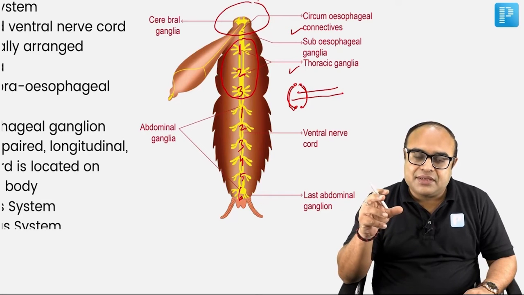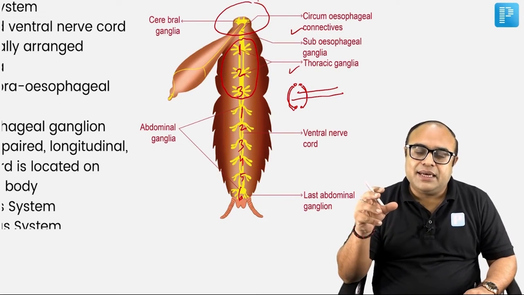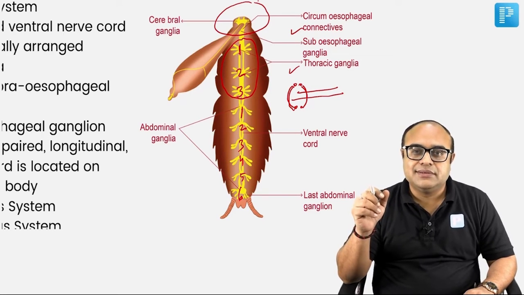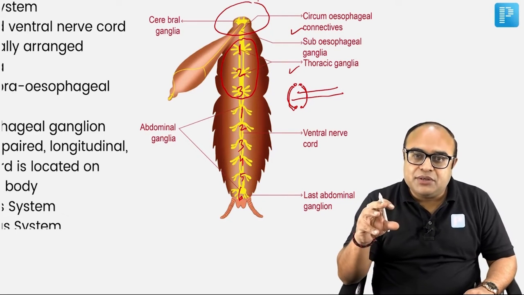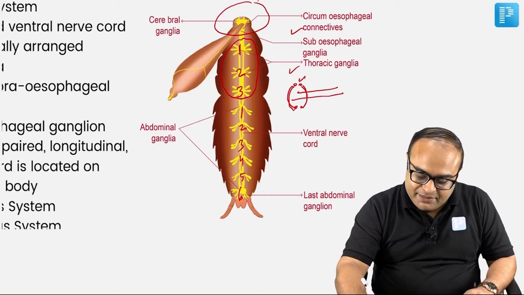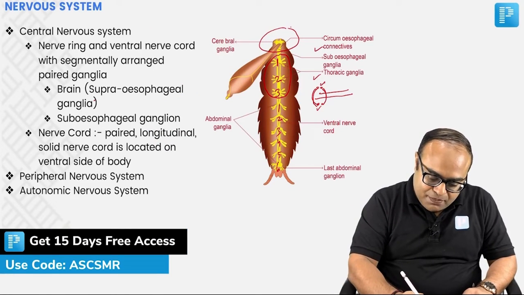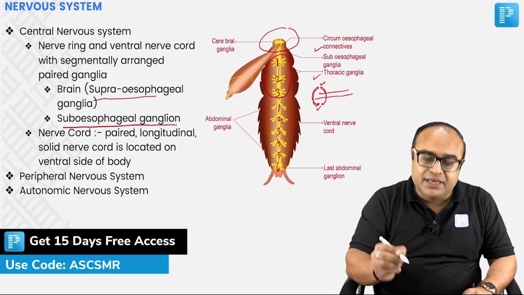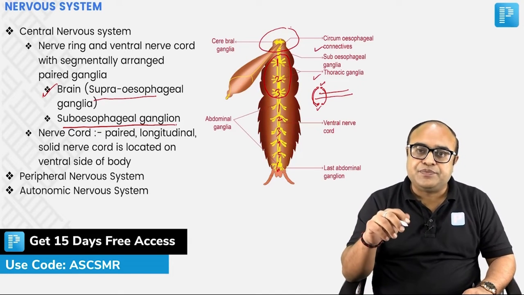Now, if someone has really listened to my lectures on the animal kingdom, then you might be able to tell me the difference between connectives and commissures. Try to recall it. So, this was about the brain. The brain is represented by 2 pairs of ganglia. I have already mentioned it over here, the supraesophageal and the subesophageal ganglion, it has been written over here.